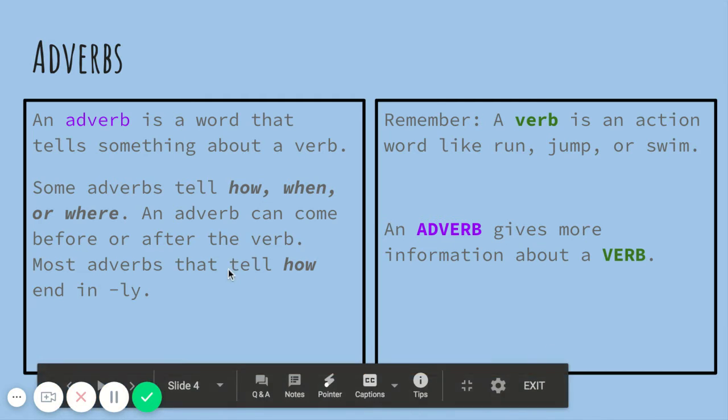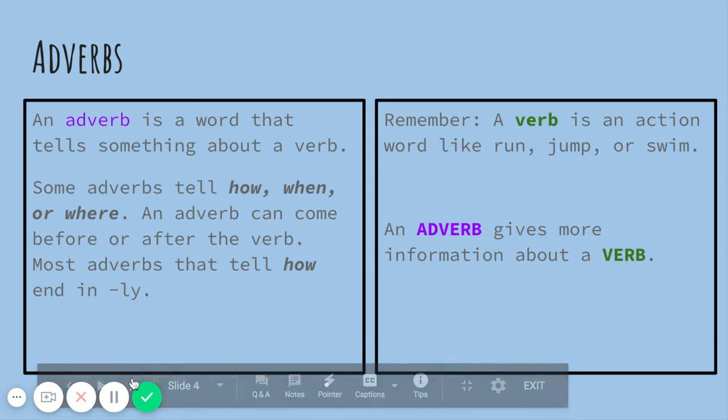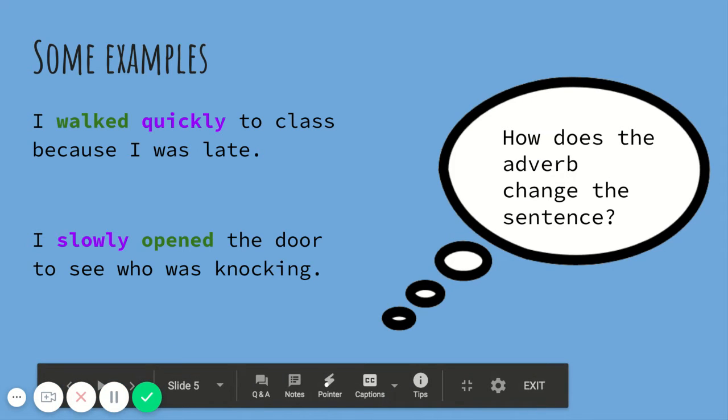So let's play around a little bit more with adverbs and verbs. And if you need to come back to this slide for whatever reason, feel free to go back in the video just to make sure you can remind yourself of what it is that you're working on today. Let's look at a couple of examples.